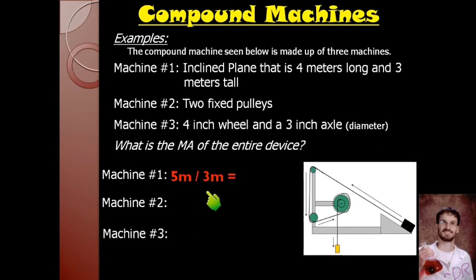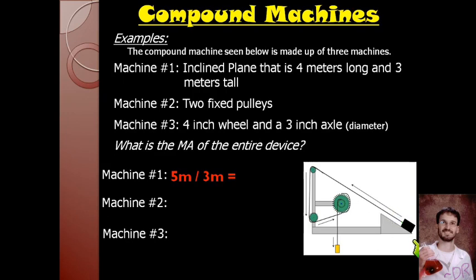5 meters divided by 3 meters. Why does that say 5 meters divided by 3 meters? If this says 4 meters and 3 meters, how does that work out? Oh, remember, you have to remember how all these things work. The mechanical advantage of an inclined plane is the length of the hypotenuse divided by the height. It's the slope length over the height.